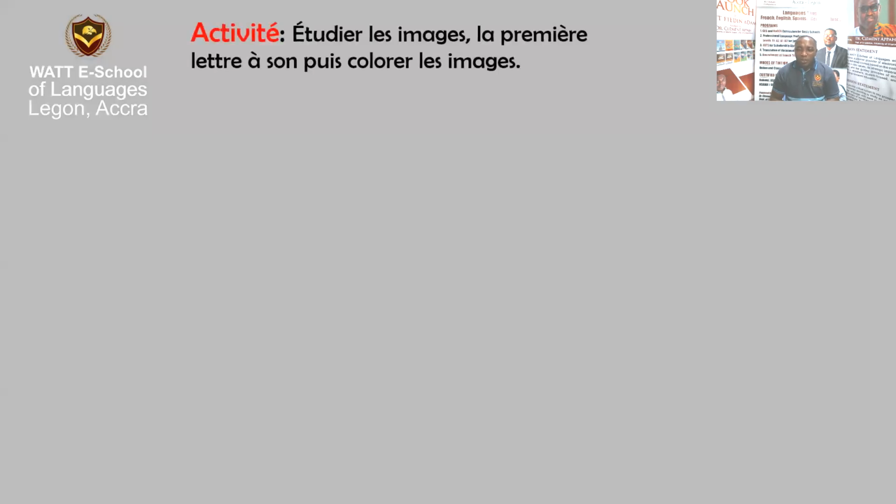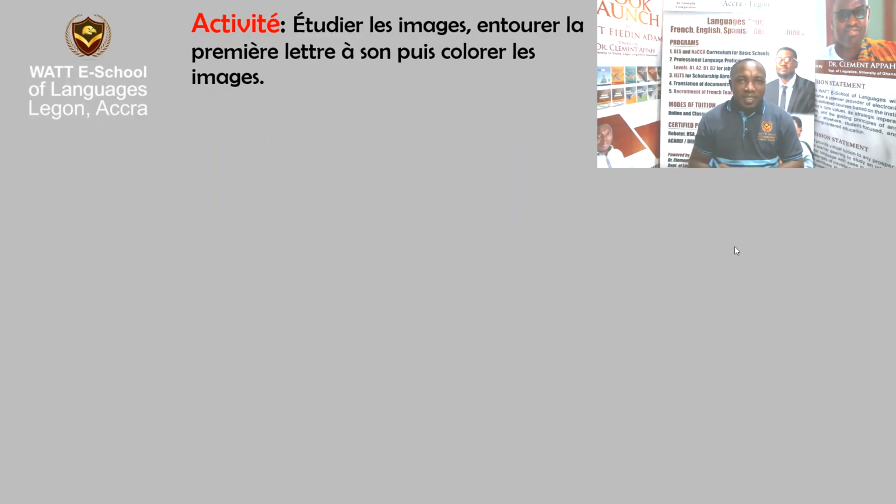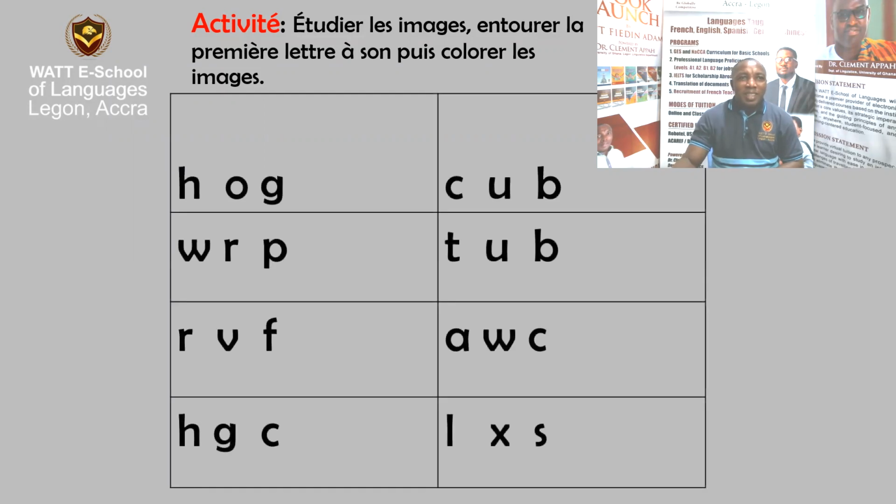Take your book on page 26. Please take your book on page 26. Let's quickly go on page 26 and take this activity. Are you ready? Let me display the table for you to see clearly. In the table, you can see we have letters. Let's display the images.